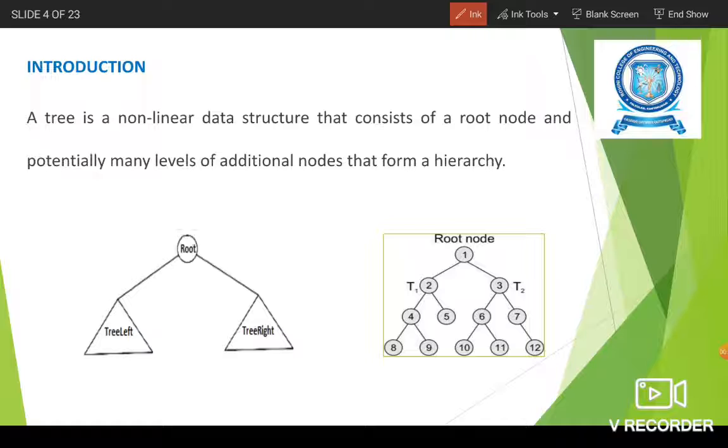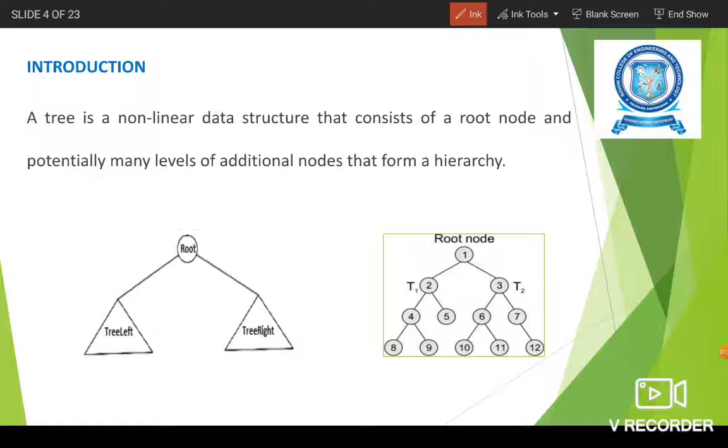So what is a tree? As I told, it is a non-linear data structure. Hope you remember the difference between linear data structure and non-linear data structure. In linear data structure, the elements are stored in consecutive memory locations. But in non-linear data structure, you can store the values in random locations. So tree is an example of a non-linear data structure.